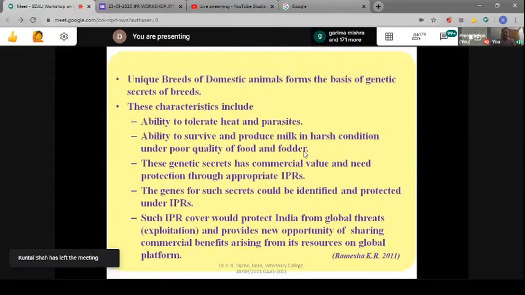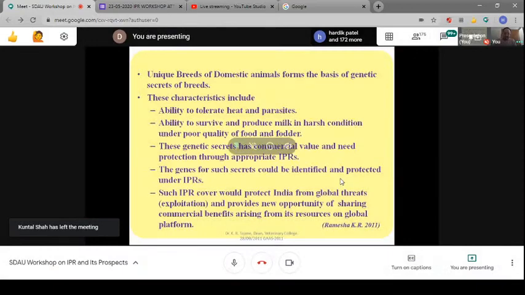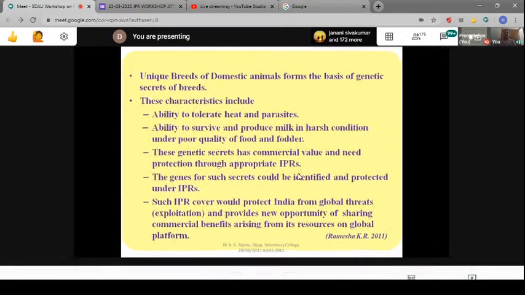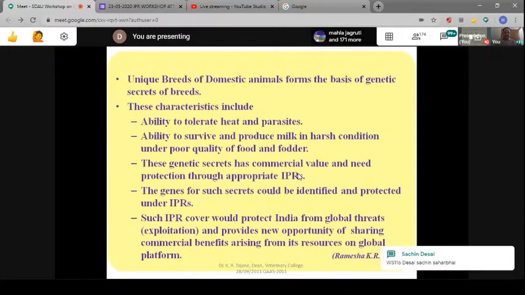And we should preserve and protect this germplasm from all angles, locally as well as internationally. No one should claim or use this germplasm in an abnormal way, or to exploit the technology or the people. So that is what I am trying to explain to you: why the protection of intellectual property is essential in the livestock as well as the agriculture sector.